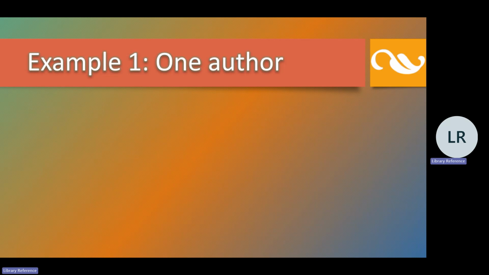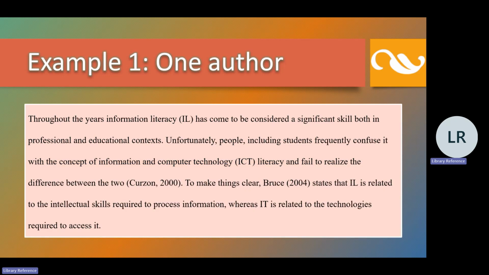So the first example that I have here shows you how to cite sources written by one author. So this is a paragraph from an APA paper. What you see on your screen indicated as a parenthetical citation is the citation of a source written by one author.